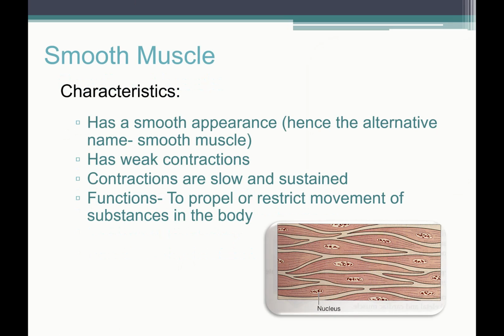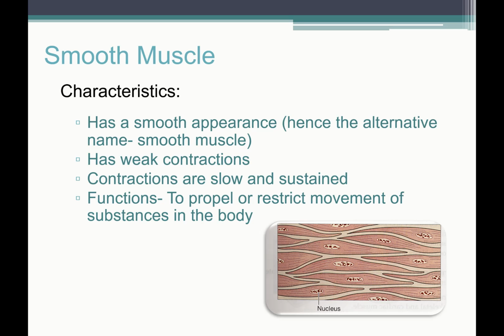The second type of muscle that we find in the body is known as smooth muscle. Now the reason it's called smooth muscle is because of its appearance. It has a smooth appearance, which is unlike skeletal muscle, which is striated, but we'll talk more about that in the next slide. Smooth muscle we find mostly in our digestive system and also in our blood vessels. It has weak contractions, but they are slow and sustained, and just like cardiac muscle, it is involuntary, meaning that we do not have conscious control over our smooth muscle.